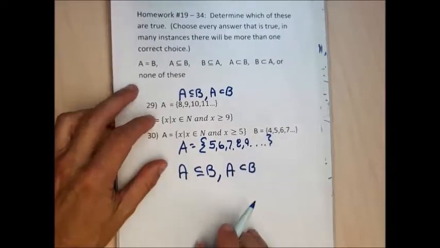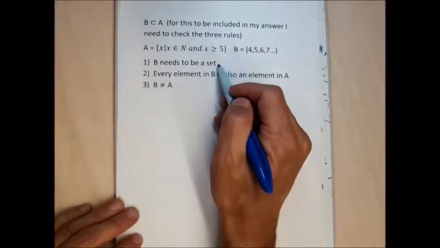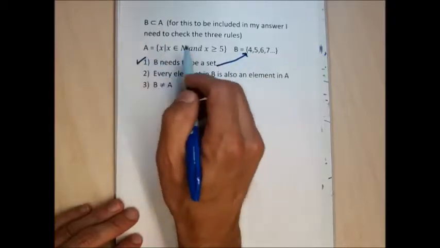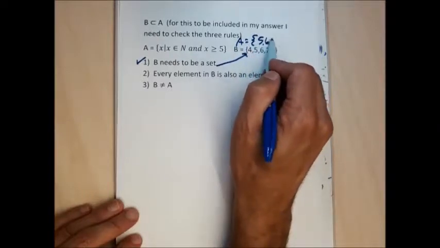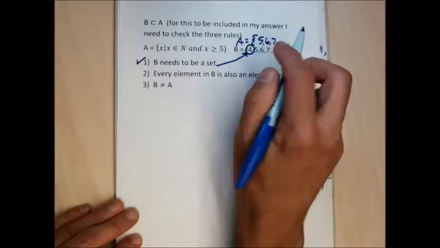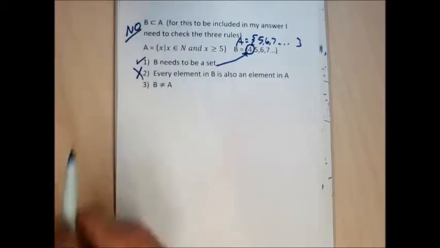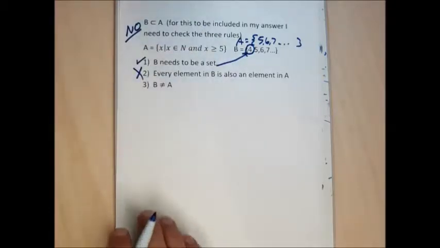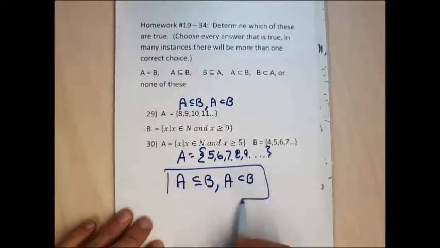So far I have A as a subset and A is a proper subset of B. One more test to do to see if B is a proper subset of A. For B to be a proper subset of A, B needs to be a set, which it is. Unfortunately, it's going to violate the second rule. To be a proper subset, every element of B needs to be an element of A. A starts at 5. It doesn't have a 4 in it that B has, so the second rule is violated. This symbol is not going to go in my answer, so I'm not going to add any more. I've checked all the symbols, and there's nothing more to put in my answer, so I'm going to stop there and call that my answer for problem 30.